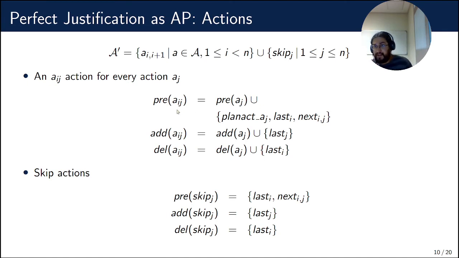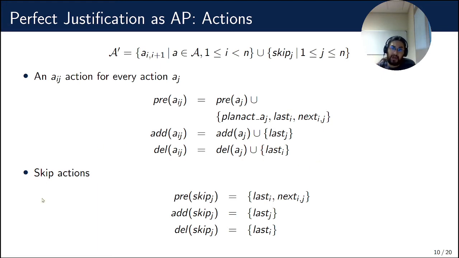Now for the set of actions, for every action A in the original plan and in adjacent positions in the plan, we define a new action where the preconditions of action AJ are the original preconditions of the action joined with the fact that an action A must have appeared in position J in the original plan, that the last action considered so far was action A, and that action J comes immediately after action I in the original plan. The add effects are modified to say that now the last considered action is action J, and we delete the fact that the last considered action was action I.